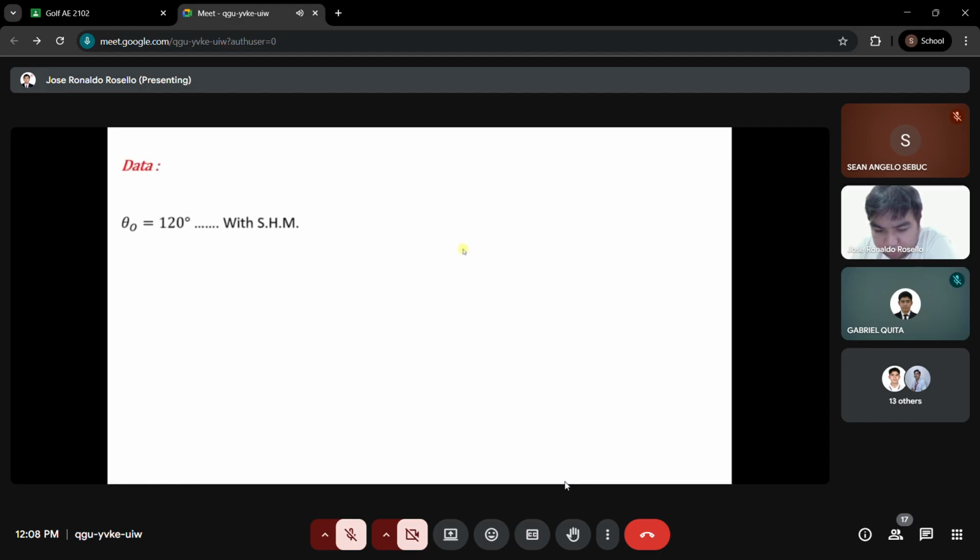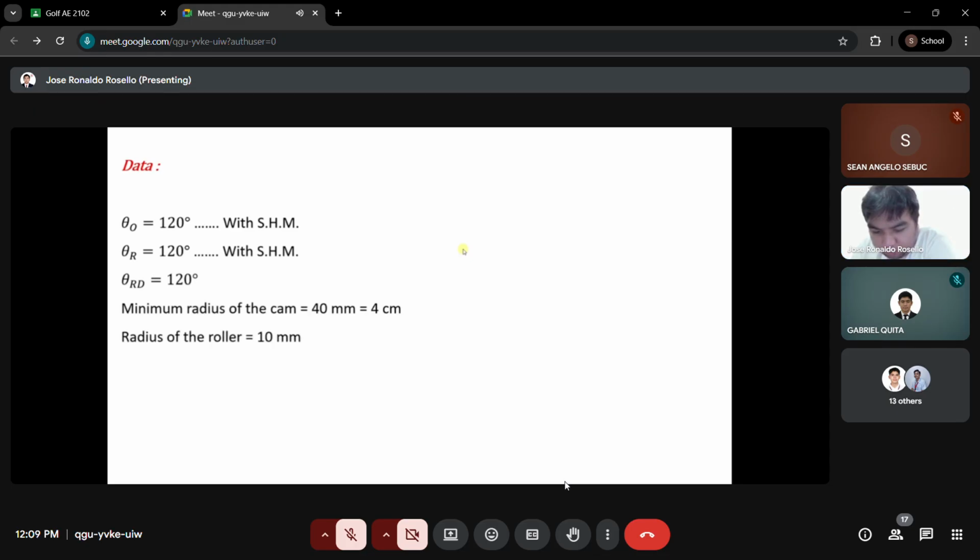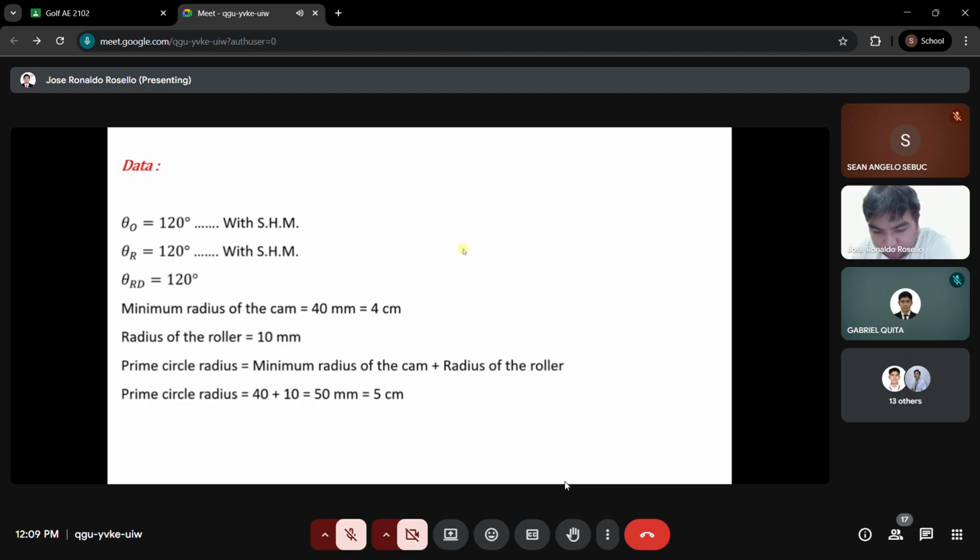Now theta outstroke is given as 120 degree with simple harmonic motion. Return stroke is also 120 degree with simple harmonic motion. Then return dwell is also 120 degree. Minimum radius of the cam is 40 mm. Then radius of the roller is 10 mm. Therefore prime circle radius will be equal to 40 plus 10, that is 50 mm. Converting these values into centimeter, it is 5 centimeter.